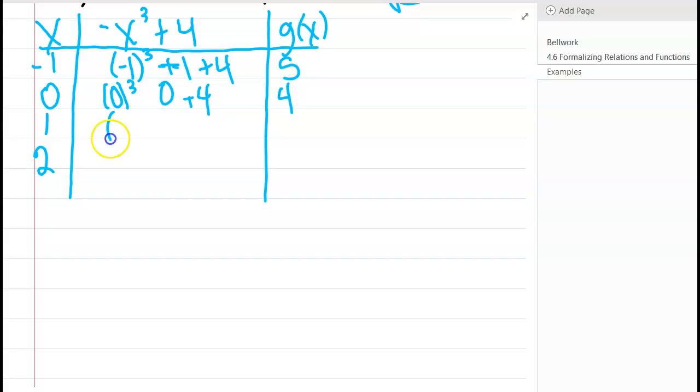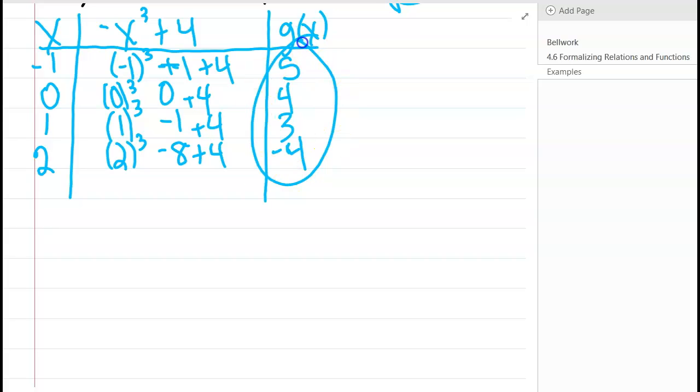Okay, then I'm going to plug in 1. My rule says you have to cube it first. 1 cubed is just 1. But remember, there's that negative there, so you're going to take -1 plus 4, which is 3. And then lastly, you're going to take 2 cubed. 2 times 2 times 2 is 8, but remember, you got to make it negative. -8 plus 4 gives me -4. So your range are these numbers here, 5, 4, 3, -4. I know. But if I would have plugged in a -2, it would have fit. Any questions?